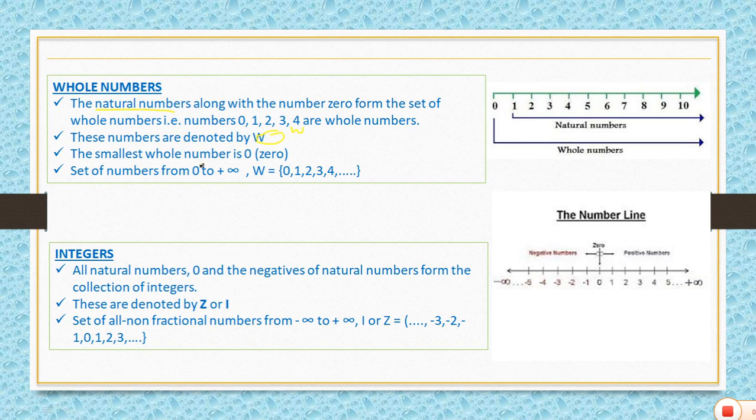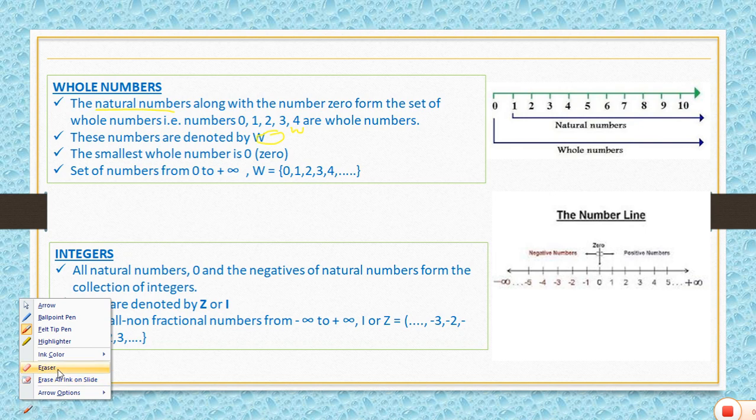The smallest whole number is 0. Now tell me one thing. Which is the smallest natural number? The smallest natural number is 1. Very nice. The set of numbers from 0 to infinity are known as whole numbers. Now understood this point? Very nice.